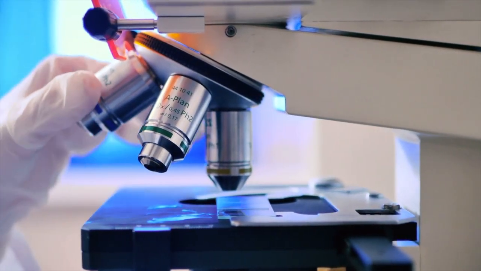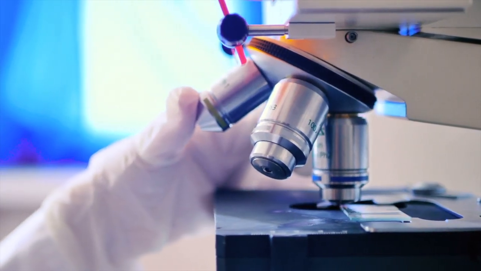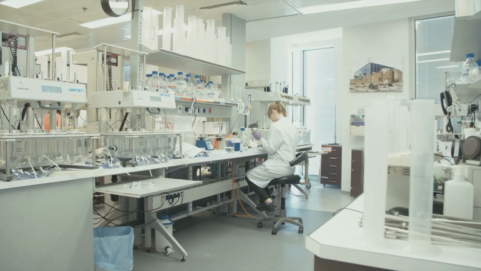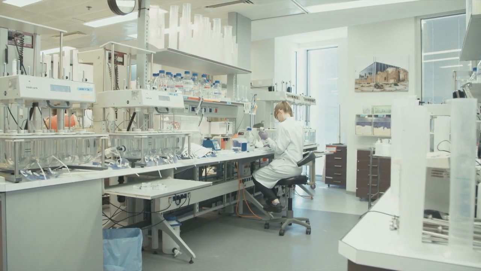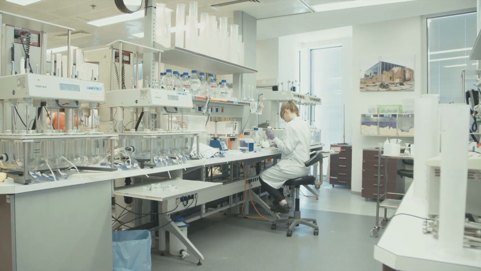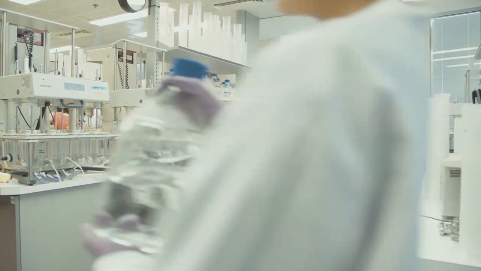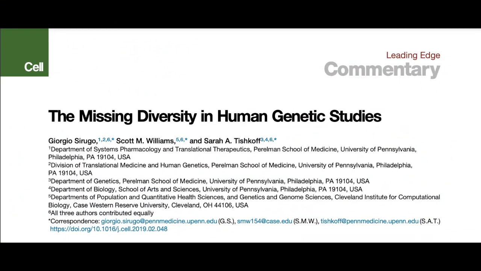When we think about science, we imagine the highest standard of rational ethics and logic. But science is done by humans, imperfect individuals like you and me. Therefore, scientists, like anyone else, have biases, and unless actively tackling them, they impact the quality and the validity of the results. Okay, so let's talk about the missing diversity in human genetic studies. A commentary on the journal Cell in 2019.